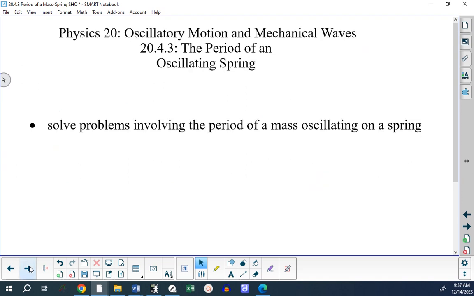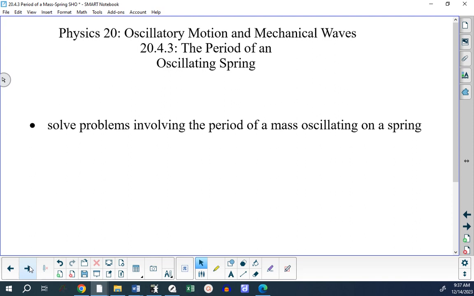All right. So we're going to look today at the next lesson in your unit handout. This is on page 7 of your unit handout, and it deals with the period of an oscillating spring. This is all leading up, everybody, to wave motion eventually, and we will deal with that starting next week.